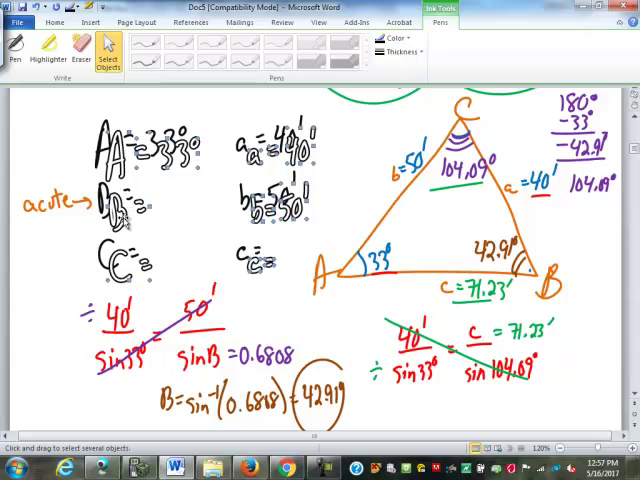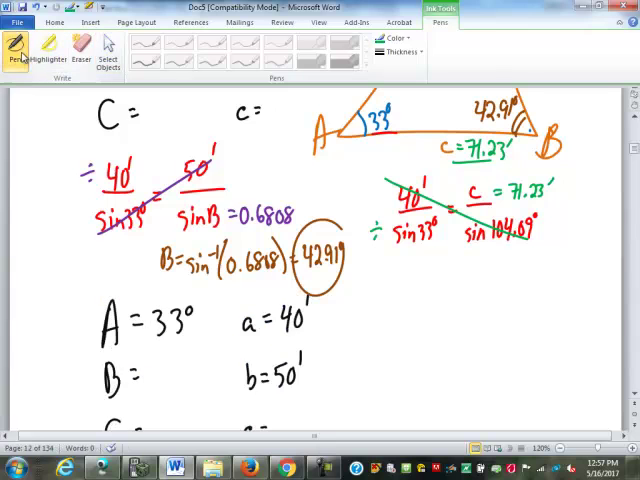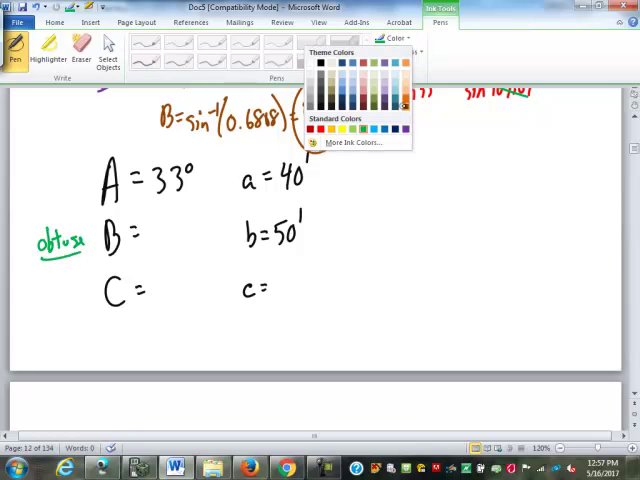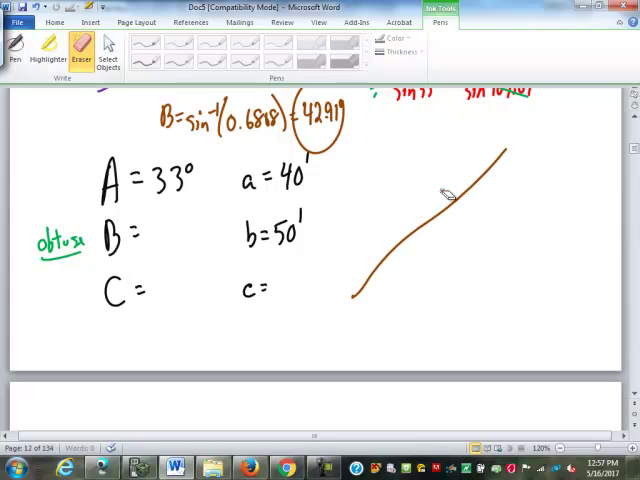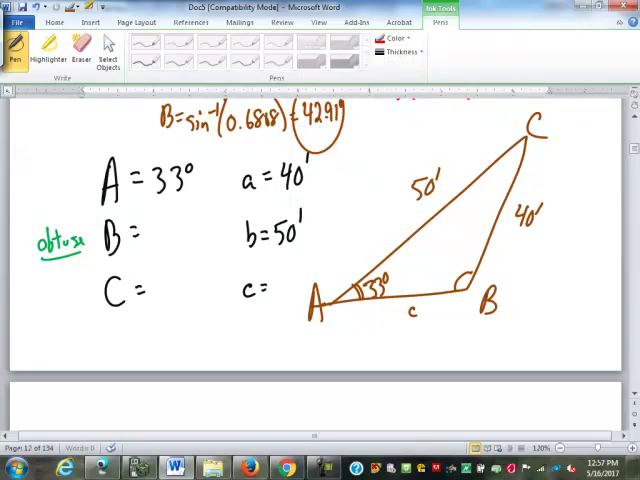Here's the cool part about this. What happens if we take that same information, only I tell you that B is obtuse. So here's A, B, C. This is 33 degrees, 40 feet and 50 feet. This is side little c. I'm going to set it up exactly the same way.